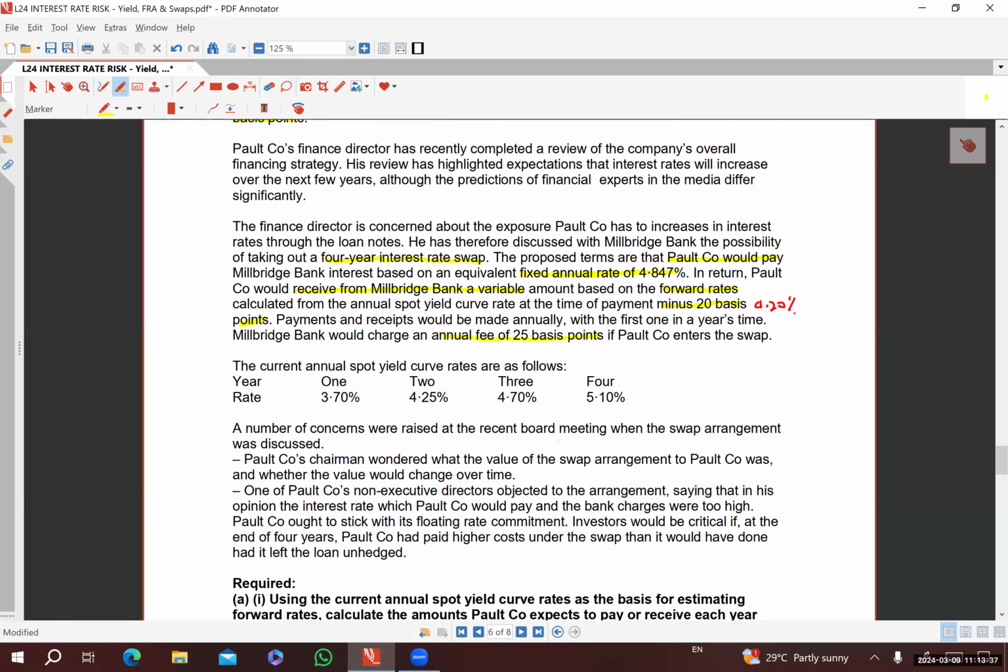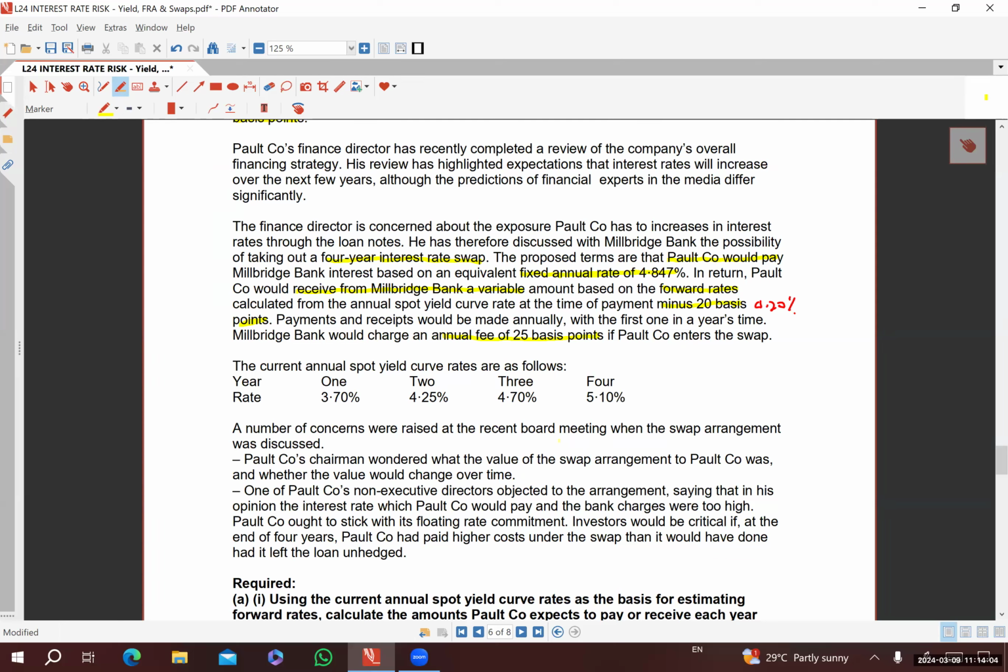A number of concerns were raised at the recent board meeting. The board chairman wondered what the value of the swap arrangement to the board was and whether the value would change over time. One of the board's non-executive directors objected to the arrangement, saying that in his opinion the interest rate which the board would pay and the bank charges were too high. So the board ought to stick with its floating rate commitment.